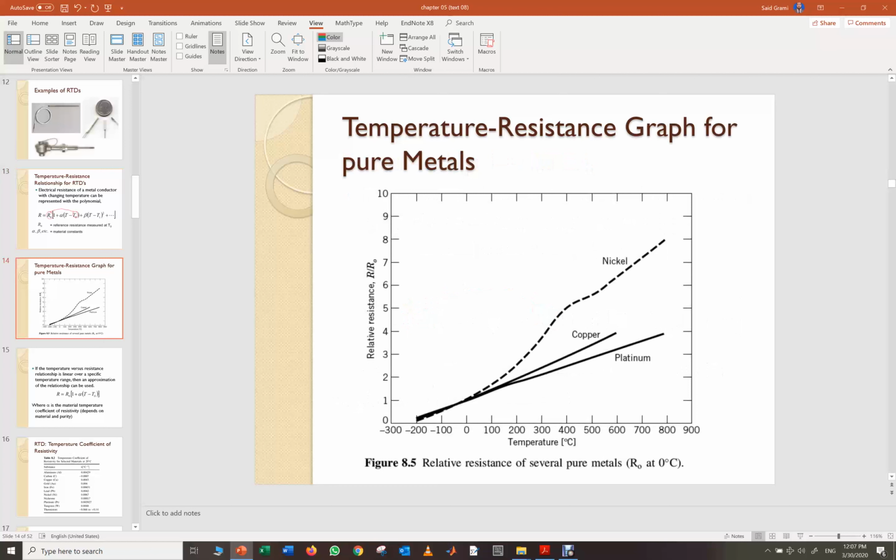After that, we saw this relative resistance R over R0 for different materials. For nickel, as you see, it's not a linear curve, but for copper and platinum, we have a linear curve. So we can use them as material in the RTD. But as you see here, platinum has a wider range. That means you can measure from minus 200 degrees C up to 800 degrees C. So it has a wide range. That's why it's the most used in RTD. So the material used in RTD is platinum.